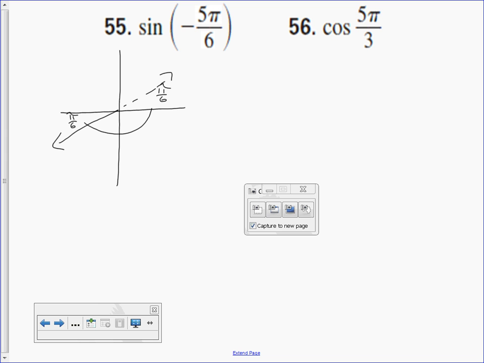Pi over 6 is the first set of ordered pairs. The first set of ordered pairs are root 3 over 2 and 1/2. In the third quadrant, the ordered pairs are both negative.